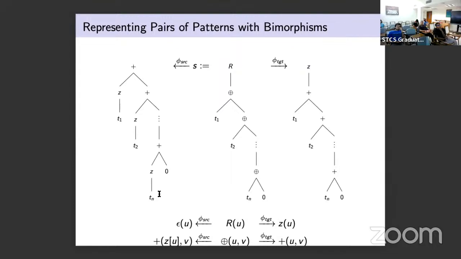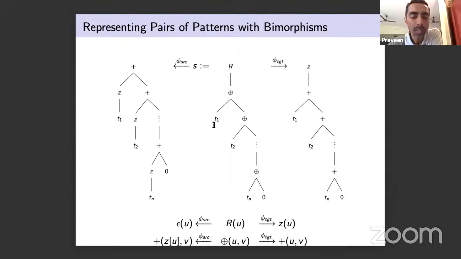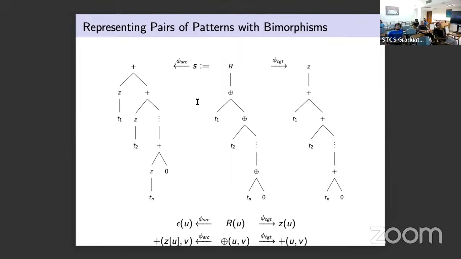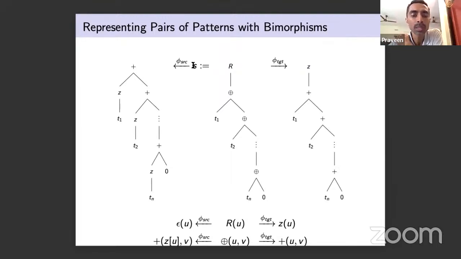So the secondary goal in this slide is to somehow represent these infinitely many pairs in a finitary manner. And for that, we are using this bimorphism. So we begin by saying that we have the single seed tree in the middle, and we get the source pattern and the target pattern by applying the two morphisms.